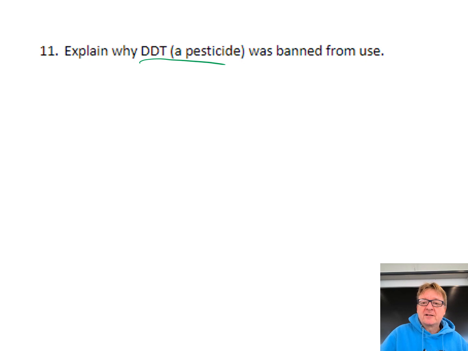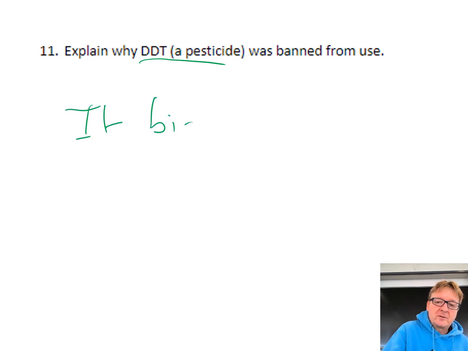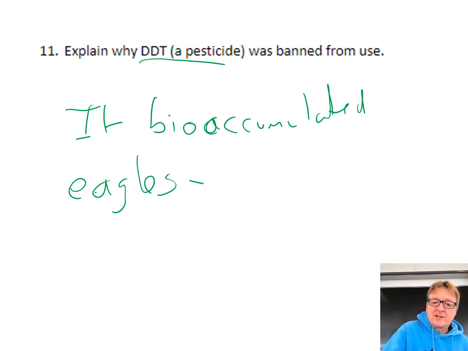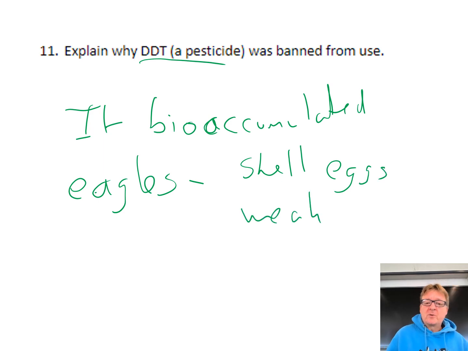A pesticide that used to be used and then was banned, because what happened is the pesticide bioaccumulated, and it ended up that I think it was eagles that were at the top of the food chain. Their eggshells were very weak, and so they just broke very easily. So DDT, a pesticide, was banned, and that's because it bioaccumulated and it went right the way up the food chain.